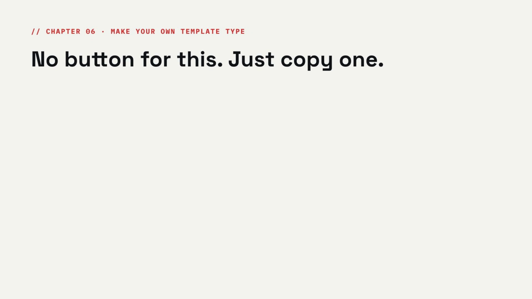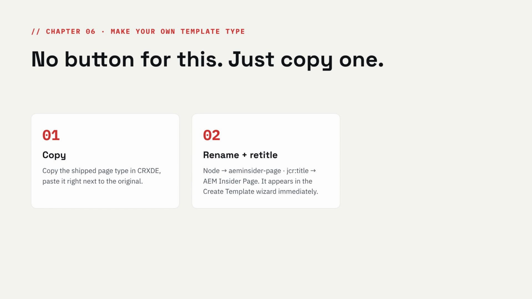The honest answer, you copy one. There is no create template type button anywhere in AEM. A type is just nodes, so the move is CRXDE. 3 steps. Copy the page type and paste it right there. Rename the node and update the title. The title is what authors see in the wizard.